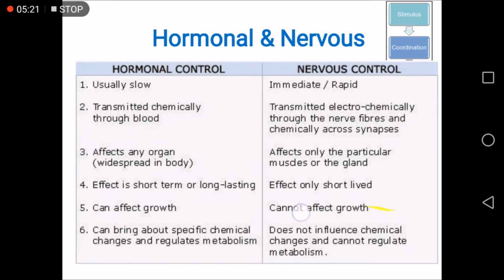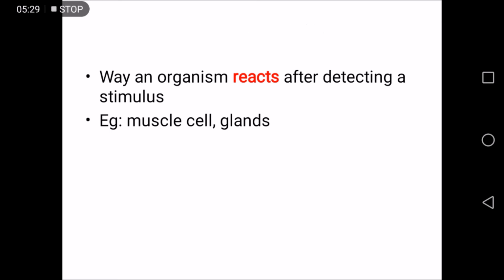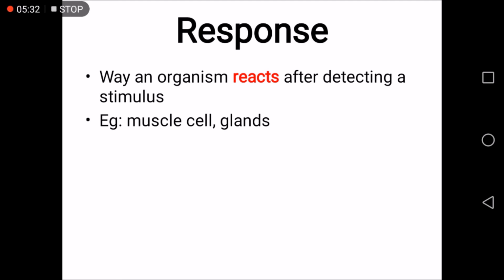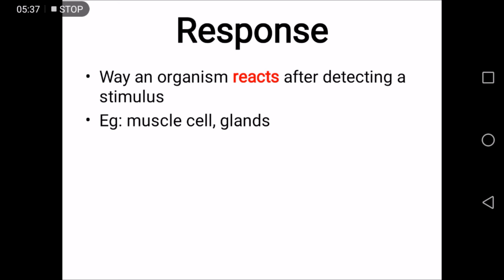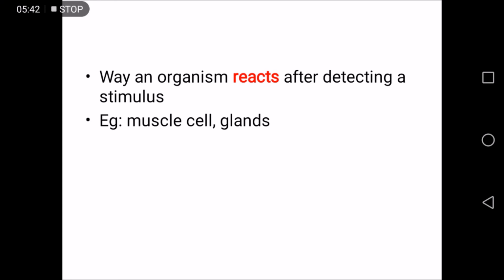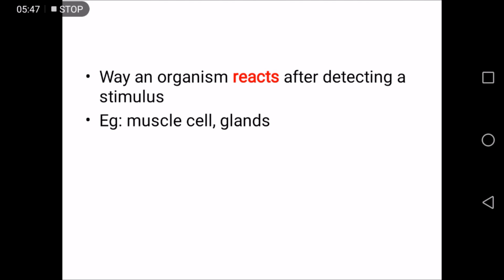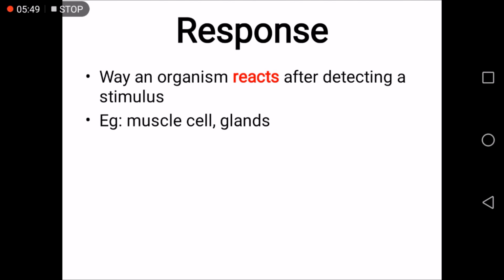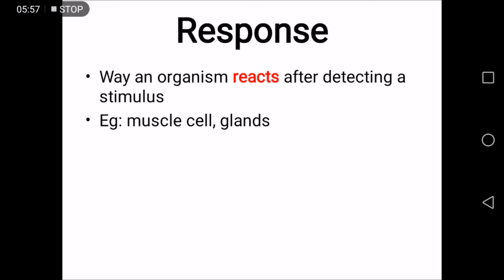So now we see what is response. Just now, stimulus you have two. Coordination means it is coordinated either by the nerve, or by the hormone, or by both of them. Now, what is response? Response is how we react, or how the organism reacts after you get your stimulus. Most of the time the response is at the muscle cell or the gland. If it is hormone, coordination by the hormone means you respond through the gland. If it is from the nervous system, the response is to the muscle cell.